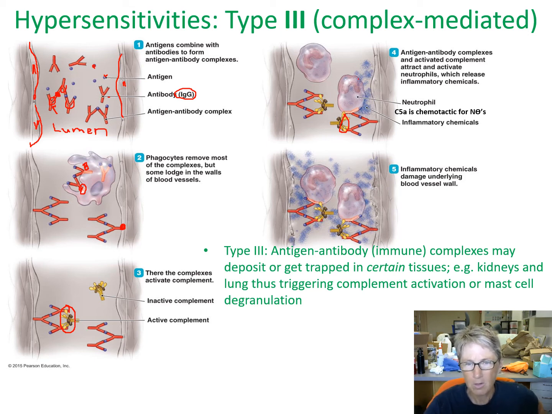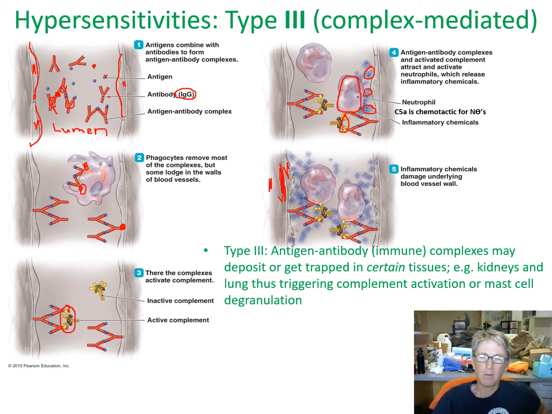So this is a neutrophil. The neutrophil will recognize this complex, this antigen antibody complex, and it will release inflammatory chemicals. So all these blue things, these are inflammatory chemicals. And then the inflammatory chemicals damage the underlying blood vessel wall. So these inflammatory chemicals will damage the endothelial cells, and it will damage the underlying blood vessel wall here, which is made of collagen, and then you get some smooth muscle cells out here.